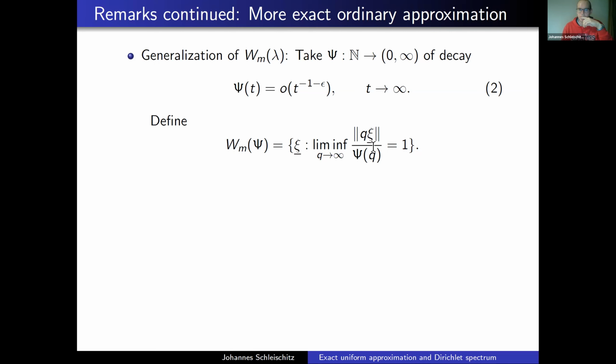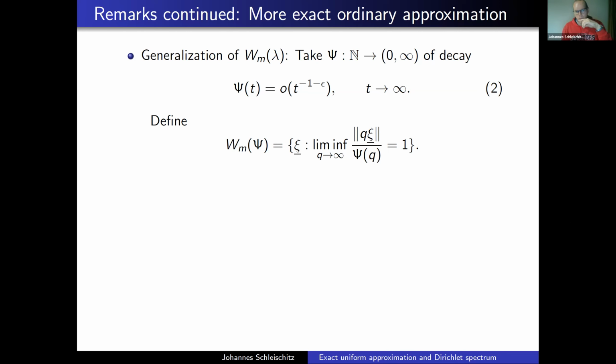Okay. Well, other questions? I just have a general question. You talked about vectors, and you could talk about linear forms or even systems. So if you compare the Dirichlet spectrum for vectors and for linear forms, are they the same?